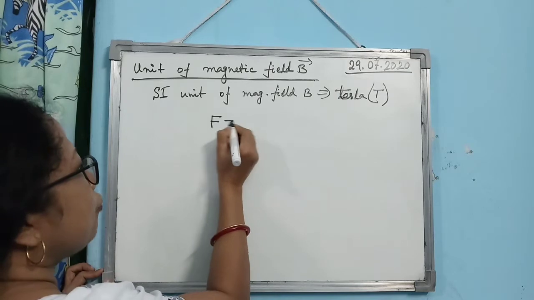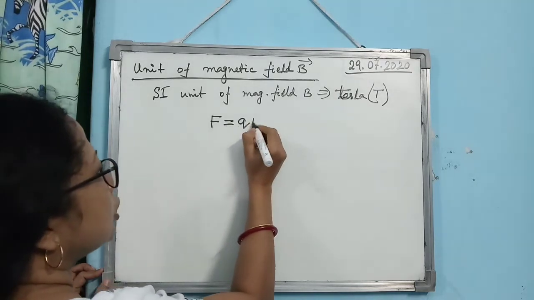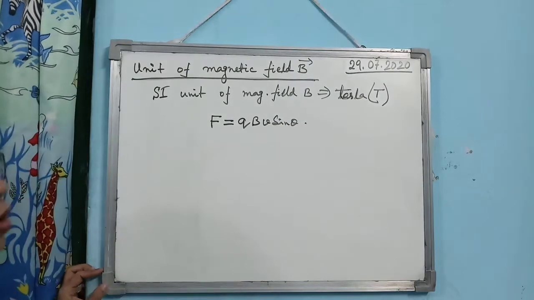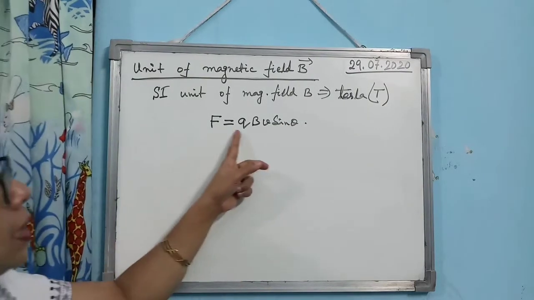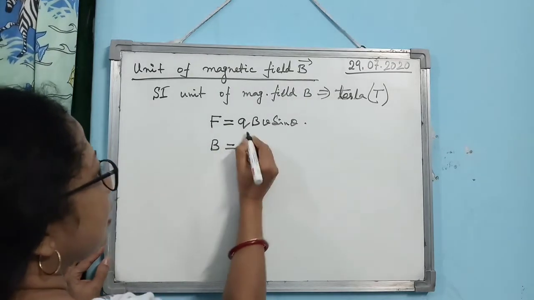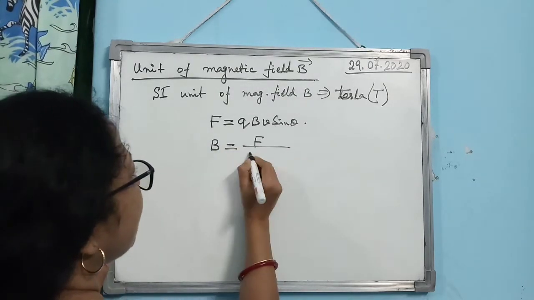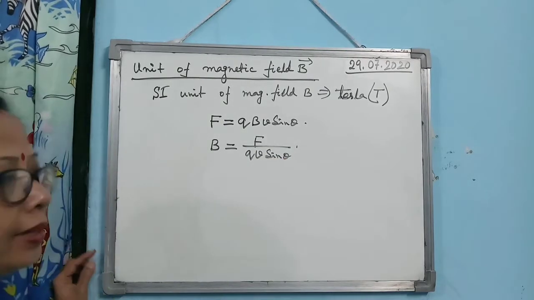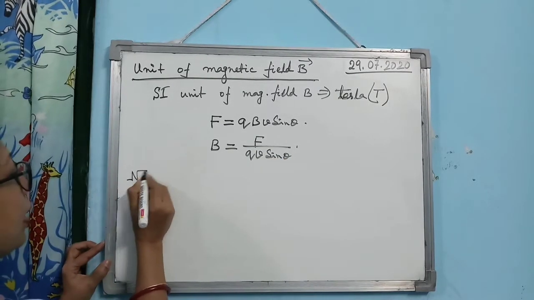We get the definition of Tesla from the Lorentz force. According to the Lorentz force, the force experienced by a charged particle is QBV sin theta. So you see, B you can write as F divided by QV sin theta. Alright. Now consider how you can define it.